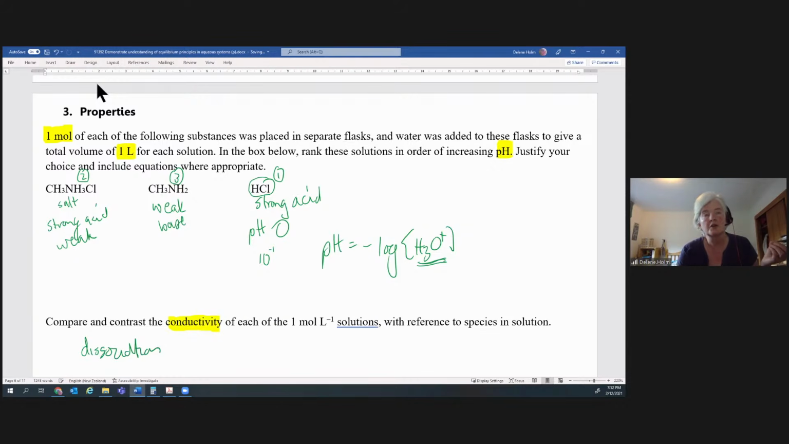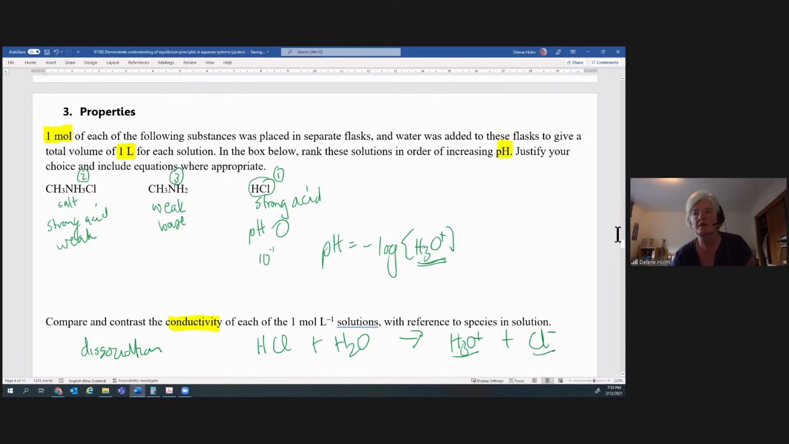For both pH and conductivity, because a strong acid dissociates completely, that's how we know we've got lots of hydronium ions present. But it also means we've got lots of Cl minus, so it's H3O plus and Cl minus. We've got lots of ions present. So for every 1 mole, we've got actually 2 moles of charges.